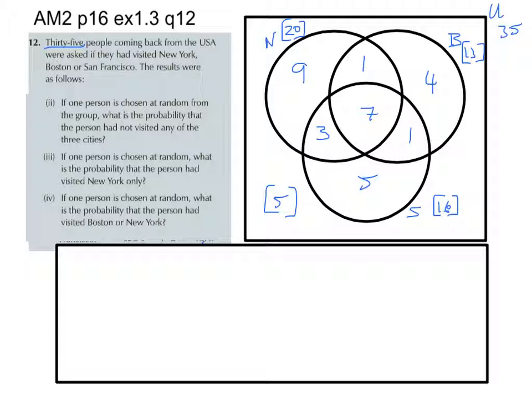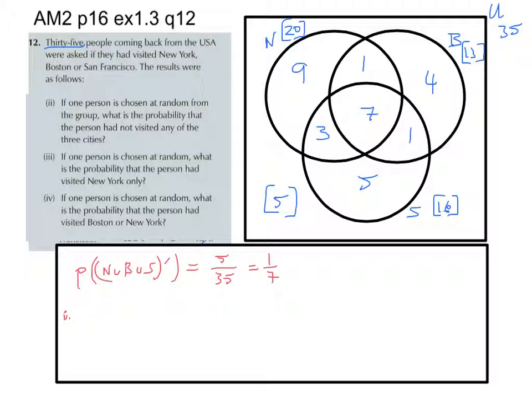So basically the probability, so we're talking about anyone who didn't go to New York, Boston and San Francisco, so that's the complement of those, the union. That's 5 out of 35, and that can be reduced down to 1 out of 7.